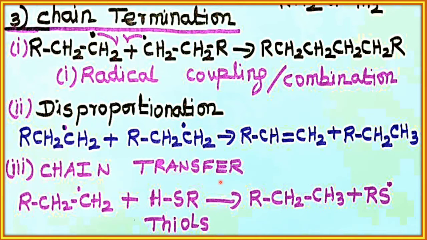Whereas in chain transfer, thiols or similar compounds are added to terminate the addition polymerization. For example, the polymer chain radical transfers its radical to thiol to give thiol radical and a stable polymer molecule.